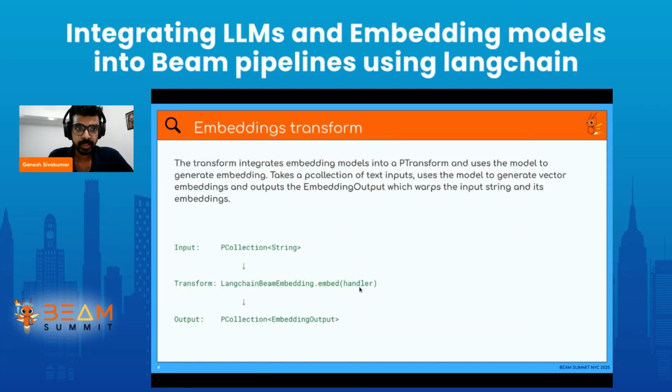The second transform is the embedding transform. This is similar to the LLM transform, with the same APIs. But it basically integrates embedding models into the transform. It takes an input PCollection of elements, generates vector embeddings for those elements, and emits the vector embeddings plus the input element.